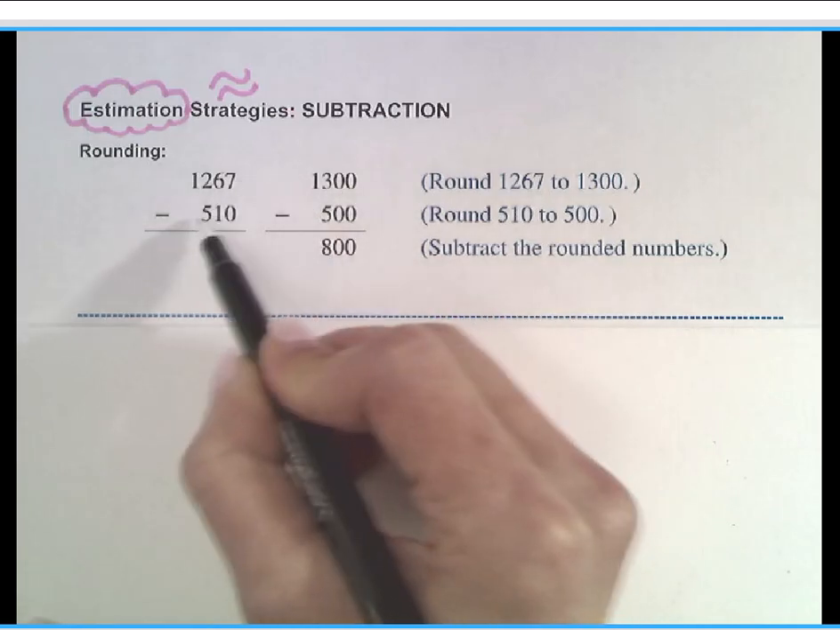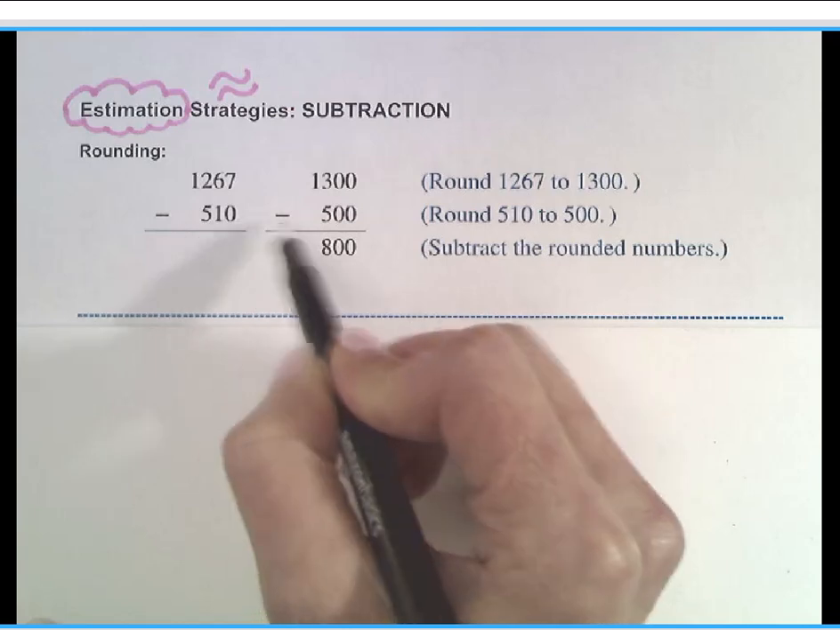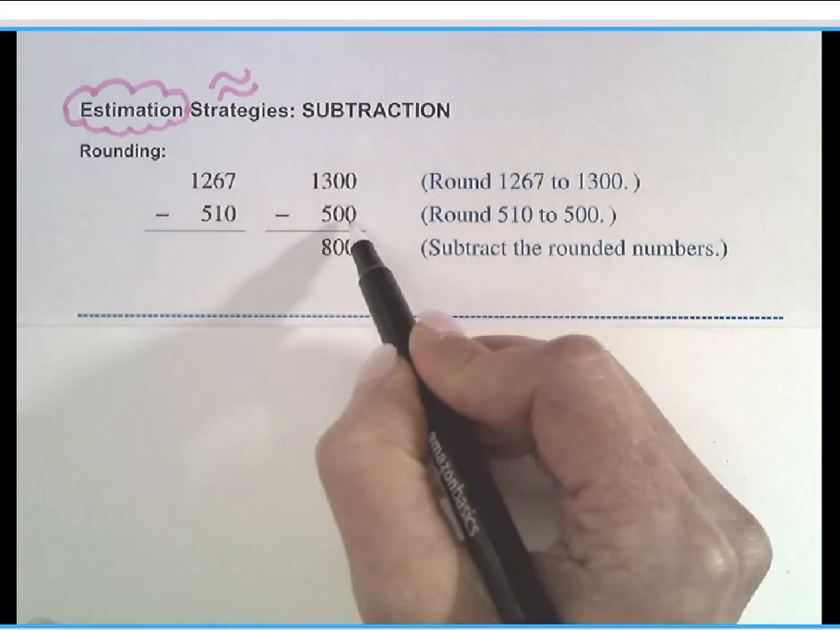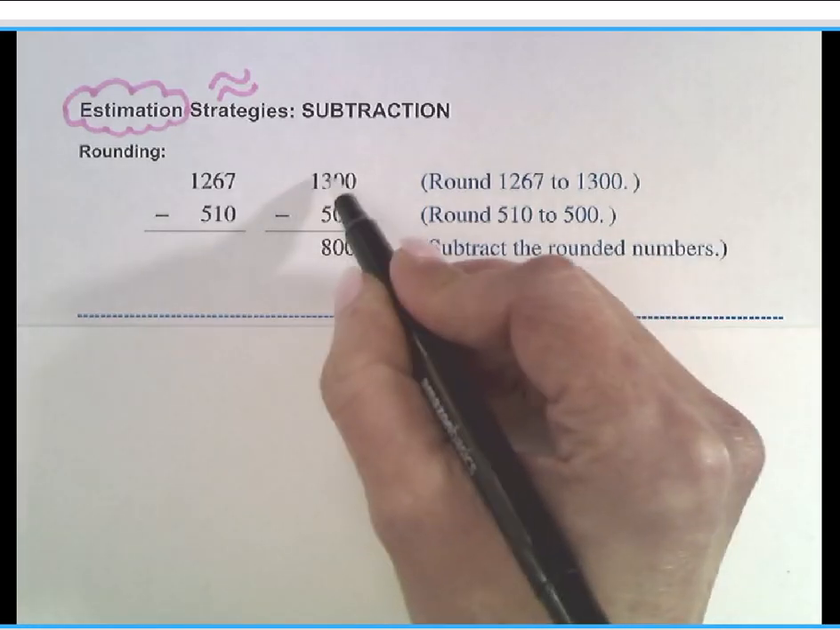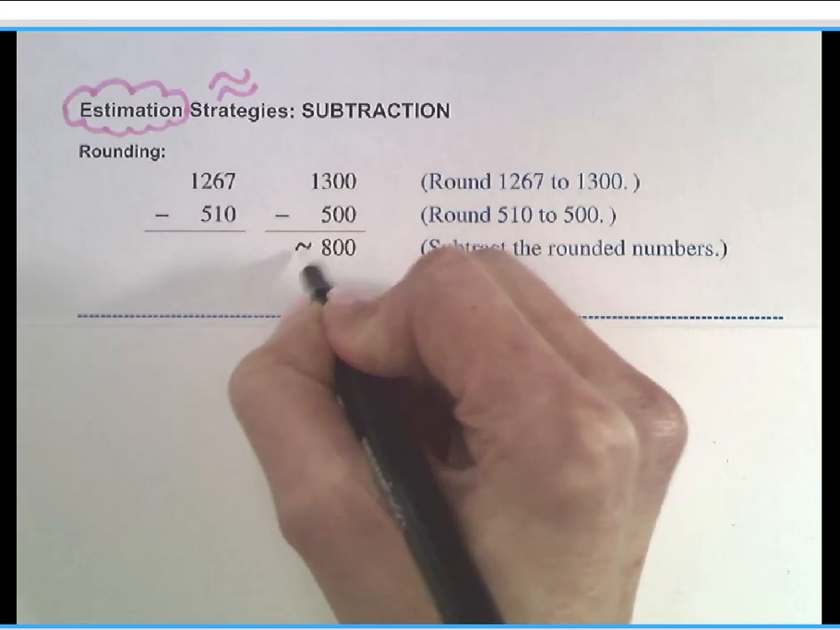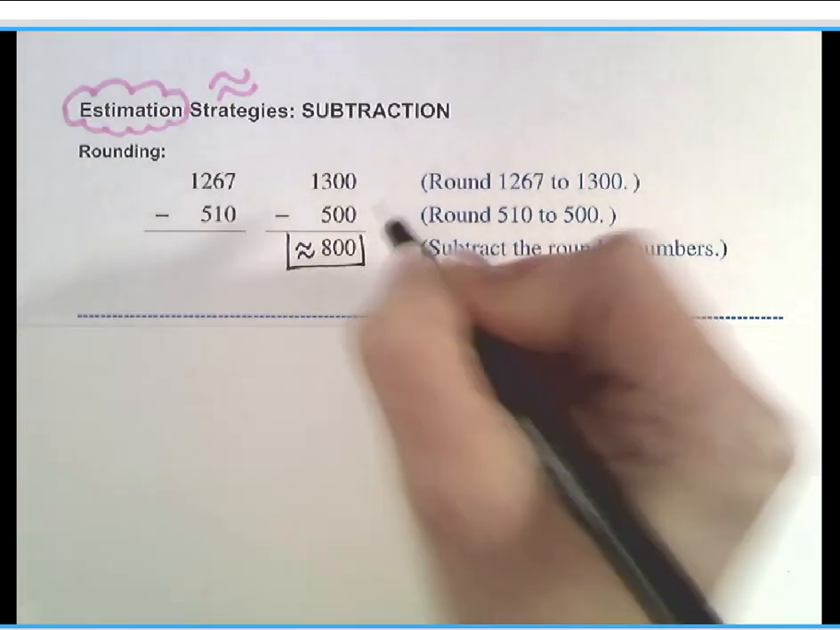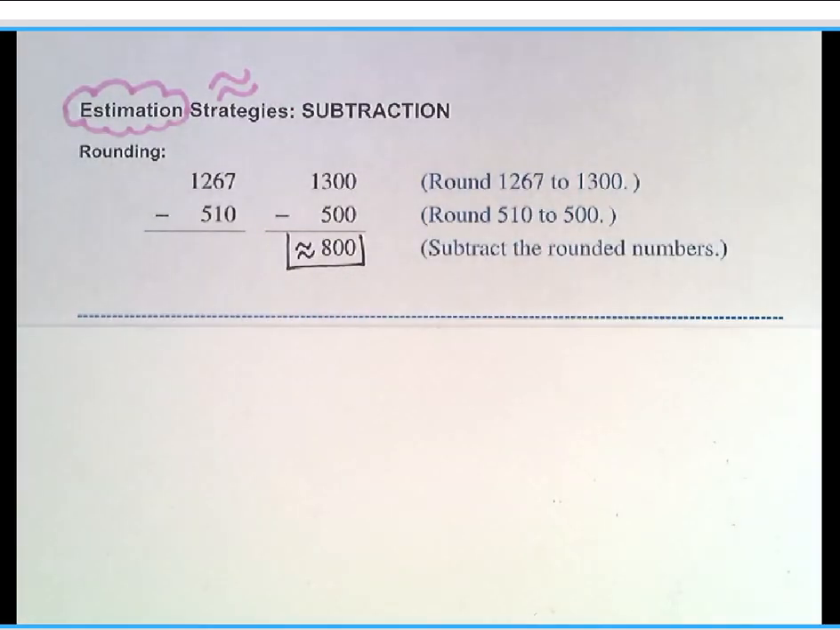And then they said, well, with 510, that's pretty close to 500, so they rounded that one down. And it is okay to round one up and one down. You're just estimating, so it's okay. If you do that, 1300 minus 500, you get that the answer is approximately 800. That's one way you could get the estimate. That's choosing to round everything to the hundreds place.